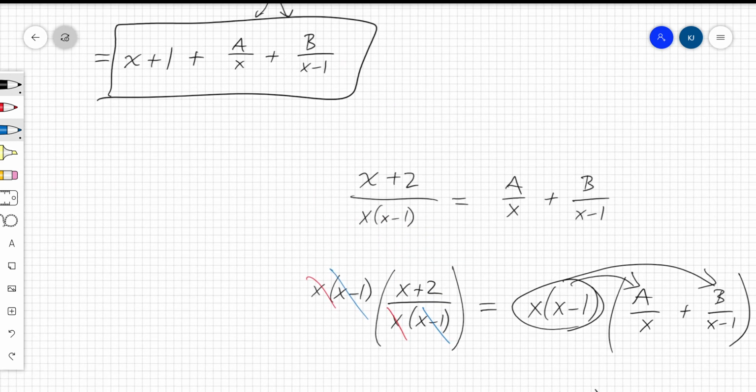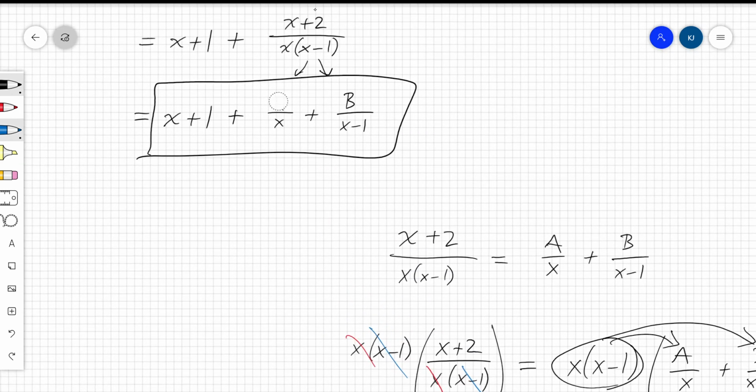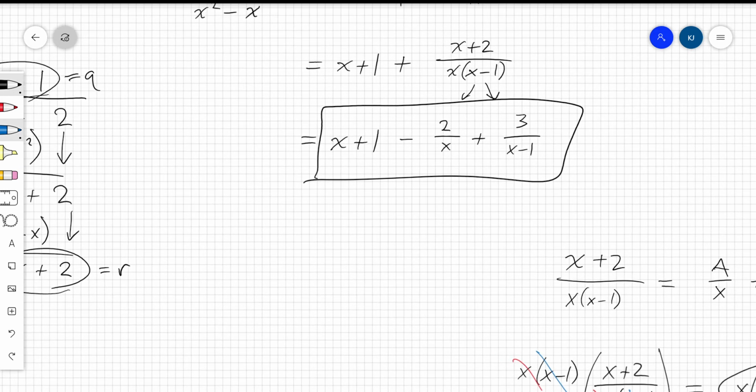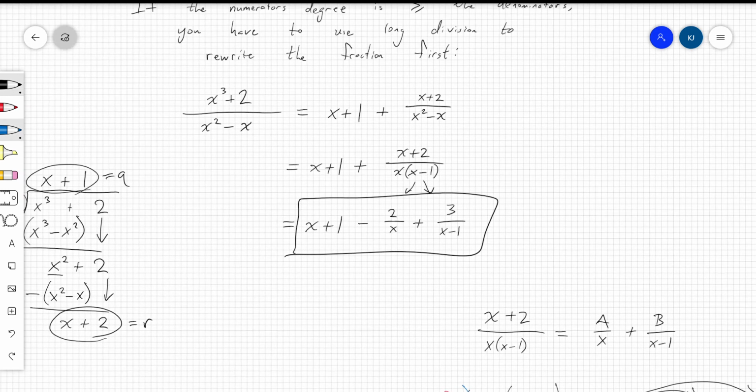and then to finish you would just scroll back up and replace a with a negative 2. You can either put the negative 2 up here, or you could put the minus sign in front of the fraction, so you could write it like that. Okay, so that or that, either way is fine. And then b was 3. And now we've split that original expression into a few simpler pieces. Okay, so that's the partial fractions technique.